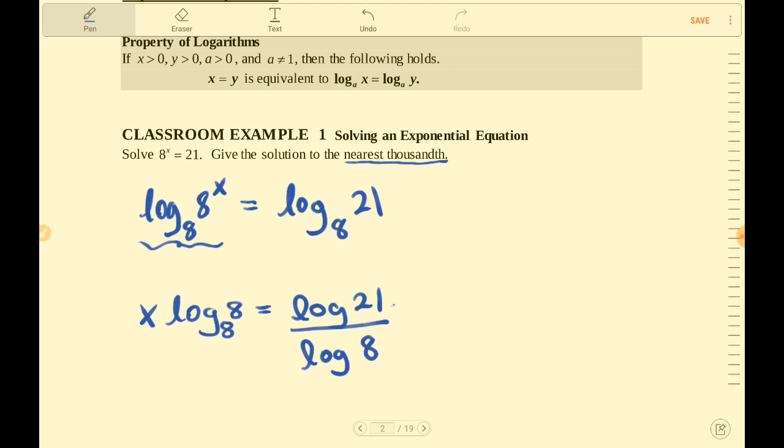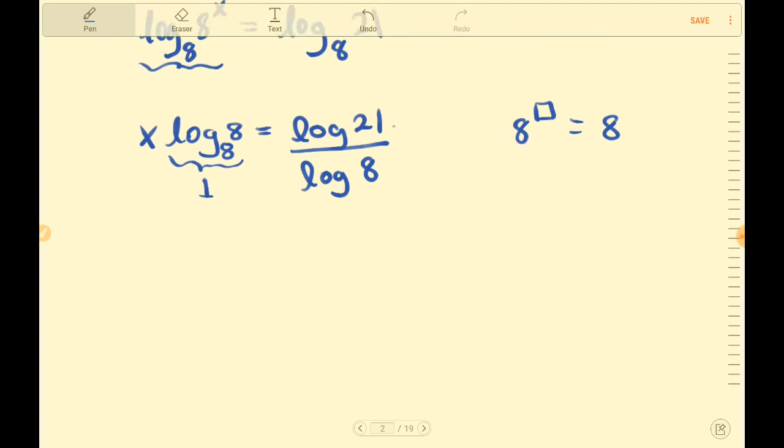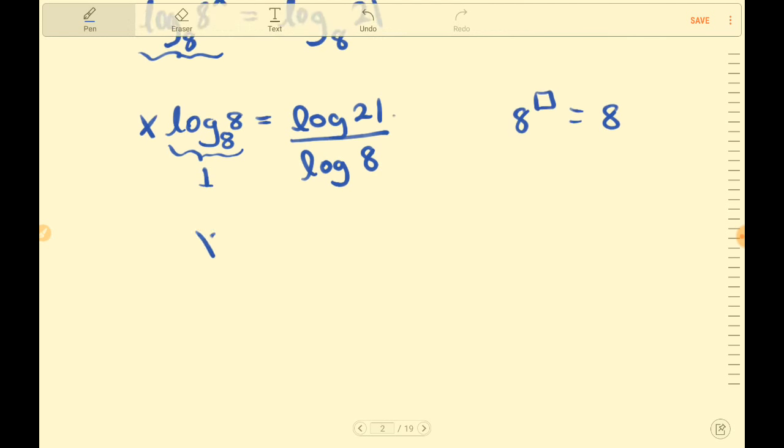But we can simplify something on the left as well, because we know that a logarithm is an exponent. So it's like saying 8 to some power equals 8, and then of course that power would be 1. So the log that has the same base and the same argument is always equal to 1. So that simplifies the left quite a bit, and so now we have x equals log 21 over log 8.